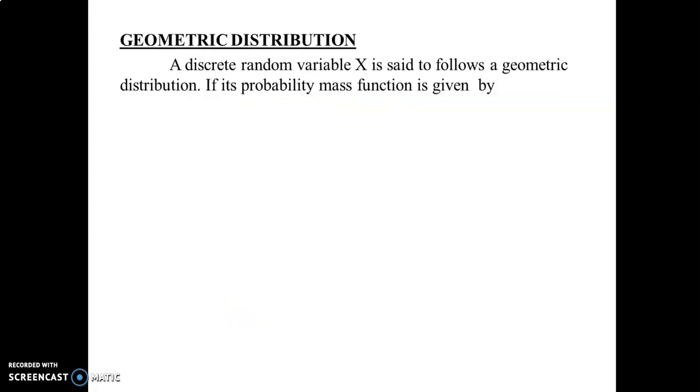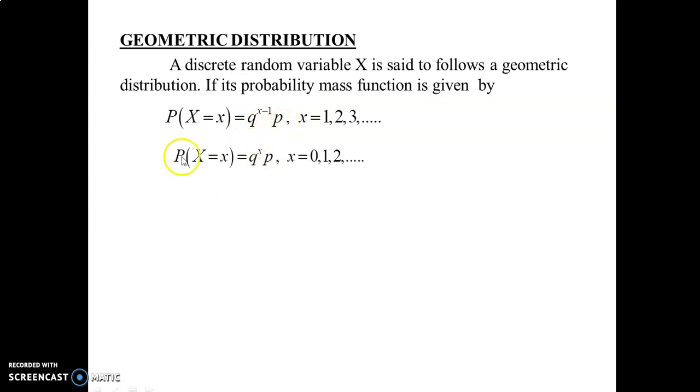Next, geometric distribution. A discrete random variable x is said to follow a geometric distribution if its probability mass function is given by the probability of x equal to q power x minus 1 into p, where x is equal to 1, 2, 3. Or another form of the geometric distribution is P of x equal to q power x into p, when x starts from 0, so 0, 1, 2, 3, etc.